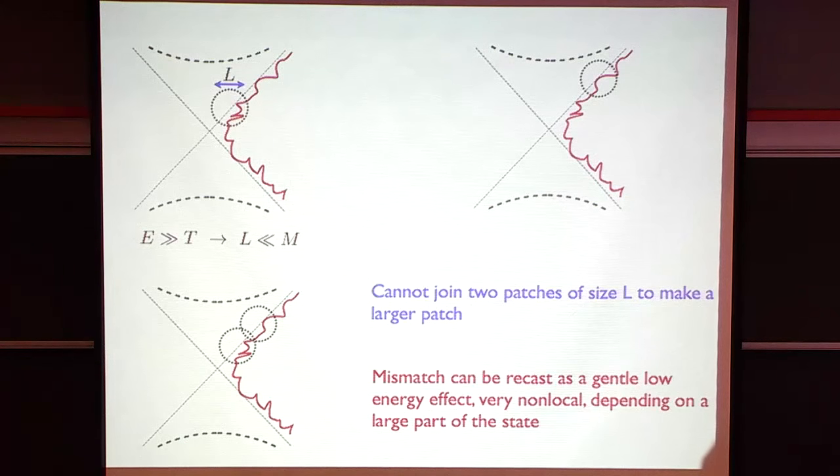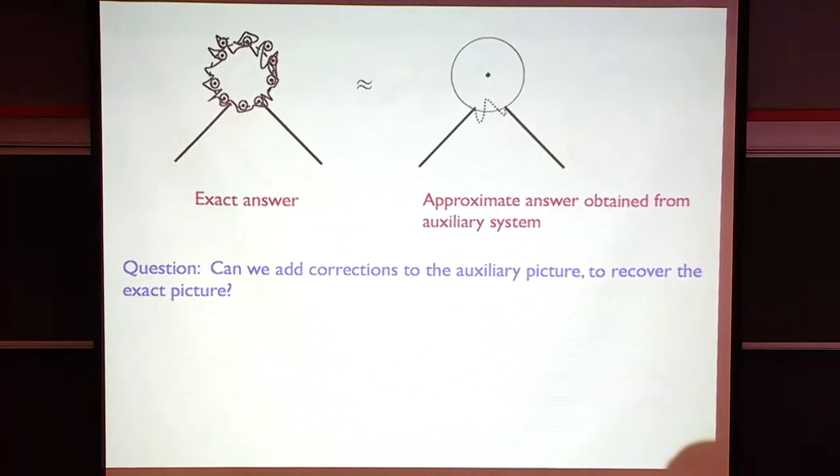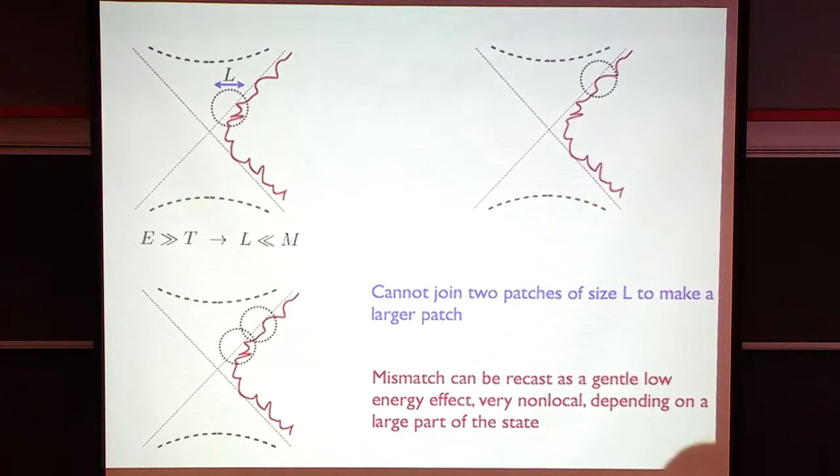It doesn't work. So the approximation you are getting by this, where you can replace this thing by the smooth geometry, this what were you doing? Well, it only works in patches with L much less than M. But when you try to join the patches together, because they don't completely smoothly join to make good physics in a full patch, you can recast the mismatch of physics which you have, which prevents you joining into one patch, as some kind of non-local effect. Because now it looks like a low energy effect, so you're preventing the joining of these two patches together.